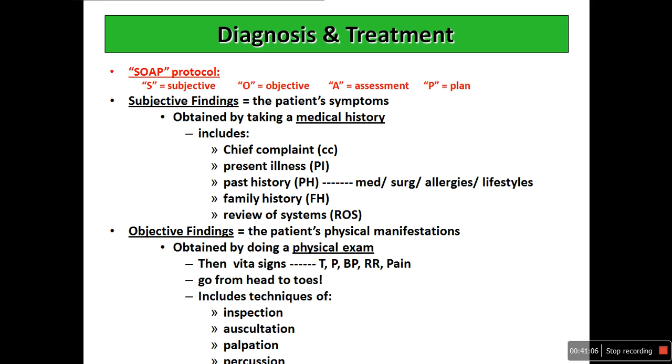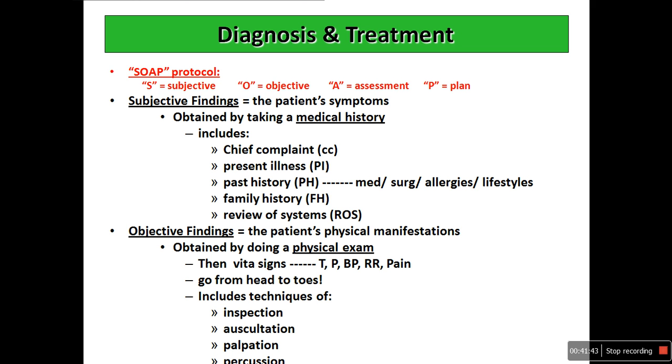Objective findings are the patient's physical manifestations. Then vital signs, temperature, pain. Go from head to toes. I have to check the patient and see the patient's physical manifestations from head to toes.